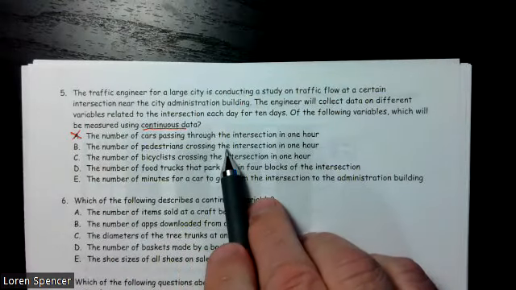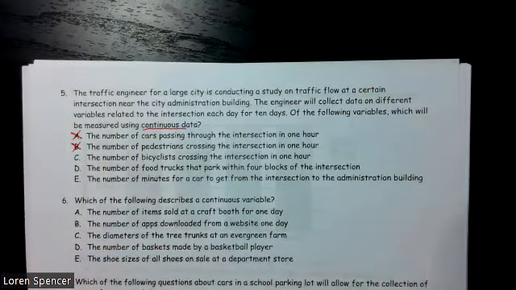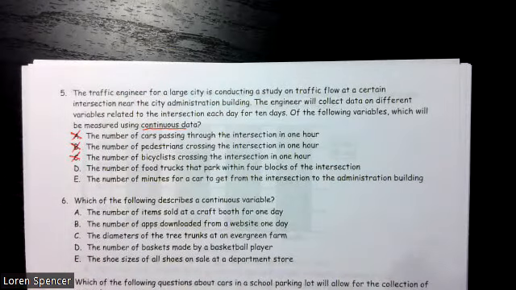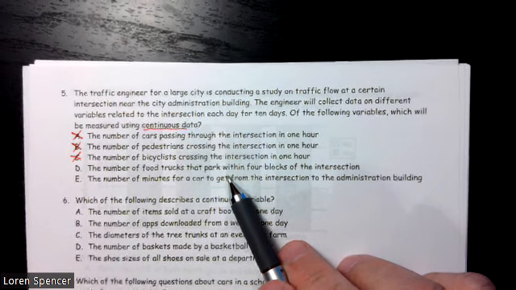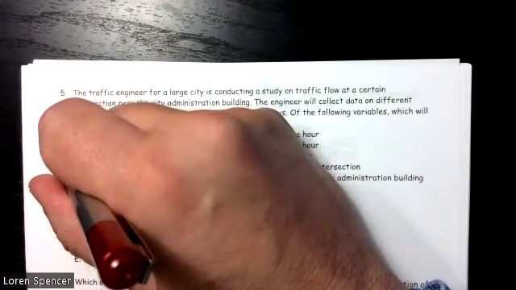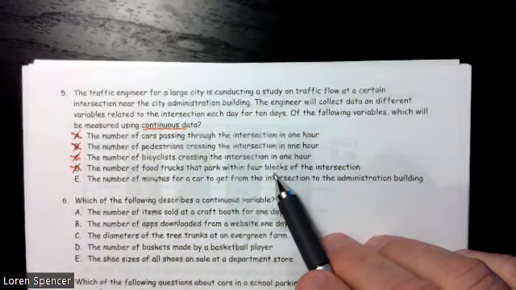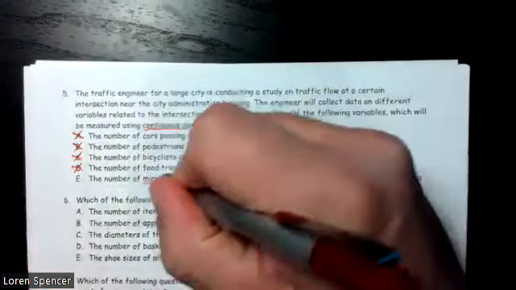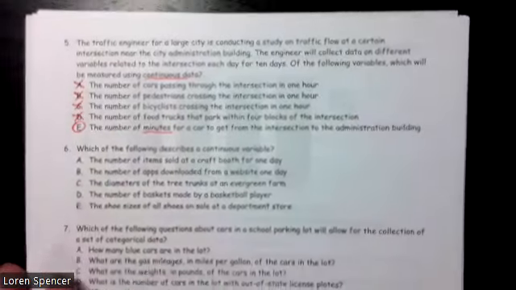The number of pedestrians crossing, unless we hit one and decapitate, not going to be part. The number of bicyclists, same thing as the one above, is still a whole number. Those are all discrete thus far. The number of food trucks is also going to be discrete because it's going to be a whole number. The number of minutes. Time is continuous. So consequently, it can take on decimal answers.